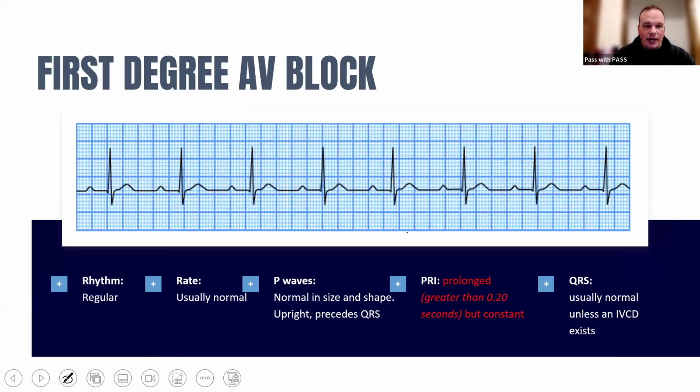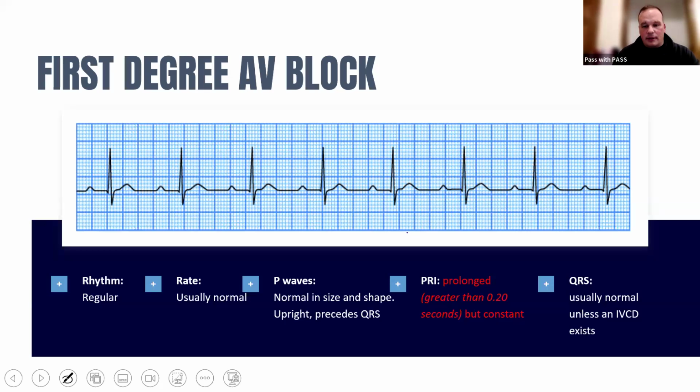So a first degree AV block. Remember, a first degree AV block is not a rhythm in and of itself. It is a facet of a rhythm. So it's like PVCs, right? We don't say the patient is in PVCs. We say it's a normal sinus rhythm with PVCs or sinus tachycardia with PVCs. It's the same thing for this. It's sinus bradycardia with a first degree AV block, or normal sinus rhythm with a first degree AV block. The first degree AV block in and of itself is not a cardiac rhythm.